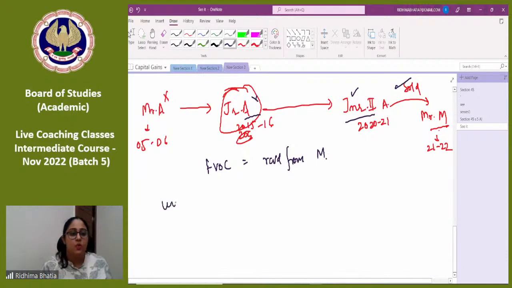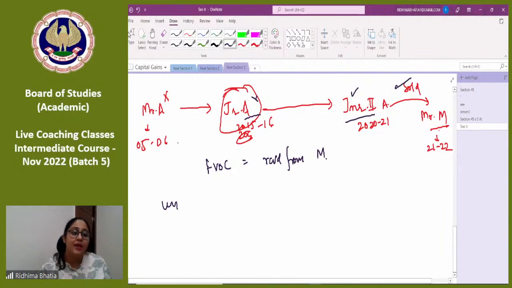Correct? Now, period of holding. Period of holding would be from 2021 to 21-22? No. Period of holding will begin from the period when the previous owner acquired the asset. Previous owner acquired the asset. Who is the previous owner? Junior A or Mr. A? For Junior 2A, who is the previous owner?